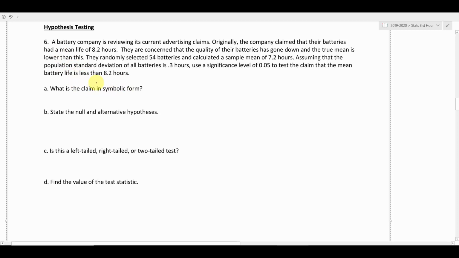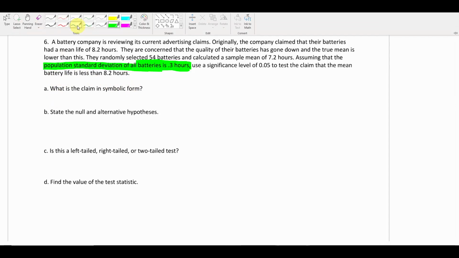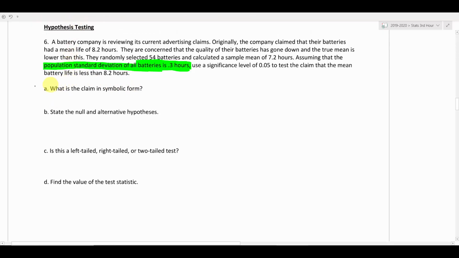It is a hypothesis test for the mean. And notice that they give us here, and I'm going to use a highlighter here, a population standard deviation. They tell us this piece of information. So we're going to be doing a z-test instead of a t-test for this one because we know the population standard deviation. That is extremely important to know what kind of a test we're going to be doing.